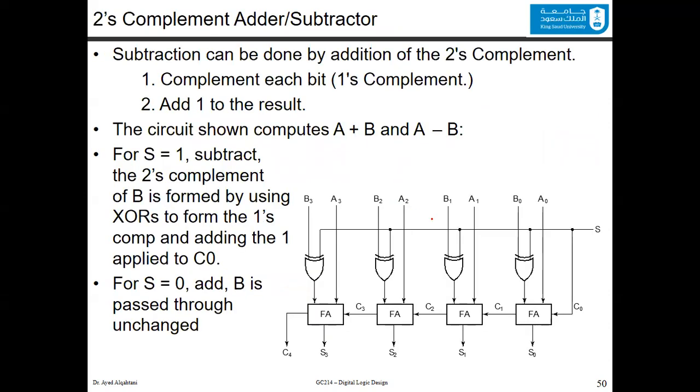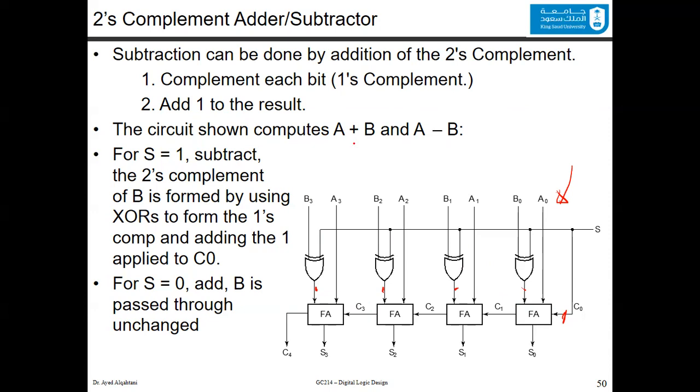Now, again, we are revisiting this since it's very critical and an important component of any processing unit. The two's complement adder and subtractor is the one used in all the hardware. The subtraction can be done by converting it to addition of the two's complement of the second operand. You complement each bit, which is the one's complement, and then you add 1 to the result by adding this 1 in the carry.